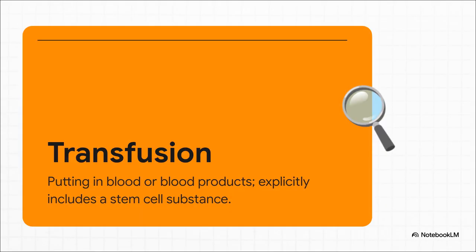The root operation for administering a stem cell substance, whether that's an autologous harvest of the patient's own peripheral blood stem cells or an allogeneic matched donor transplant, is transfusion. It is not an introduction. Transfusion explicitly maps to character 2 in this section.